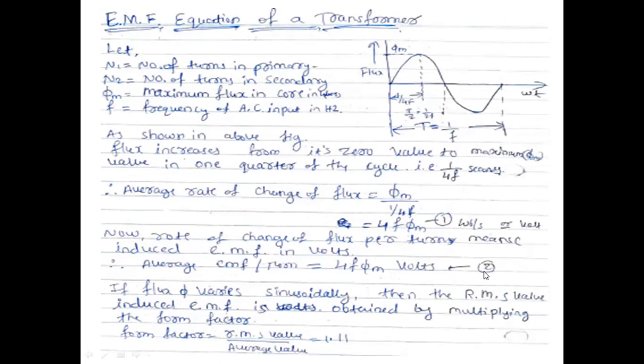Next line. We know that form factor equal to RMS value divided by average value, equal to 1.11. Over.